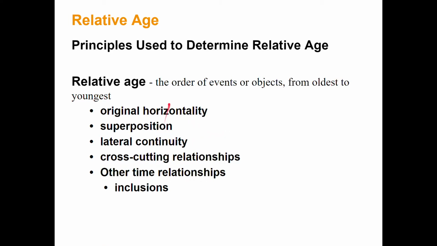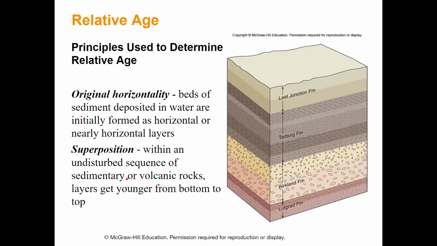So here are the principles. These are kind of crazy sounding names, but they'll make sense to you in a second as I go through them. They're just big words to explain stuff that's actually pretty simple. Basically relative age helps us put things in an order of events. So there's original horizontality, the law of superposition, lateral continuity, cross-cutting relationships, and then other things. First, let's talk about original horizontality. All that states is beds of sedimentary rocks that are deposited form horizontal layers, right? This is how I've been drawing it. You looked at sedimentary rocks in class and kind of figured this out.